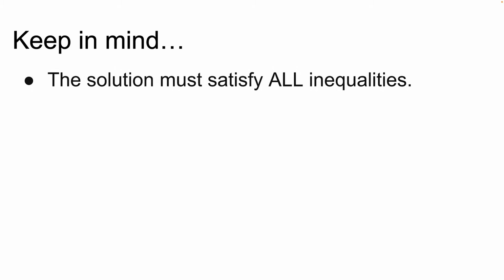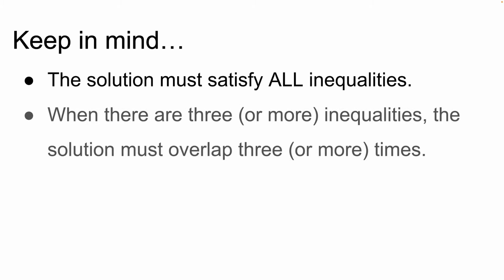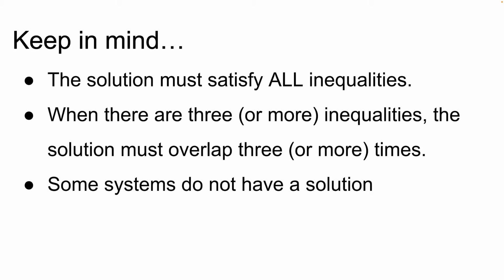Keep in mind that the solution must satisfy all of the inequalities. That means that when there are 3 or more inequalities, the solution must overlap 3 or more times. If you had 4 inequalities, you would have to look into the shaded region where all 4 shaded areas overlap. And some systems just do not have a solution. So if the shaded areas do not overlap, you may not have a solution. Or if you have 3 inequalities and only 2 of the shaded areas overlap, that system would not have a solution. Let's look at some examples.